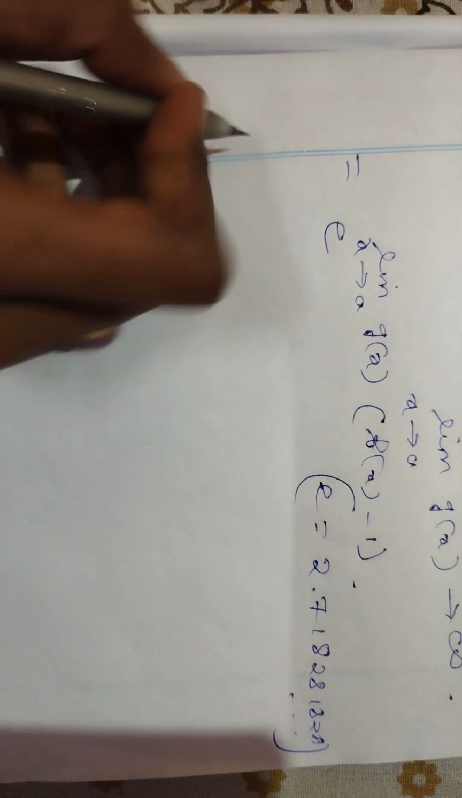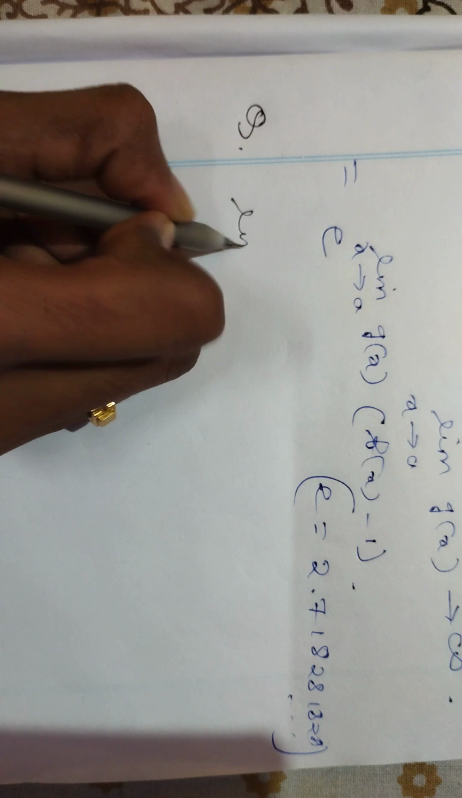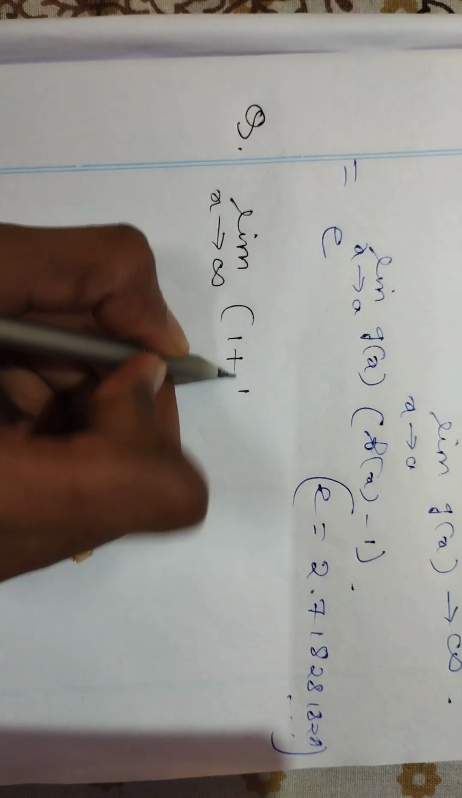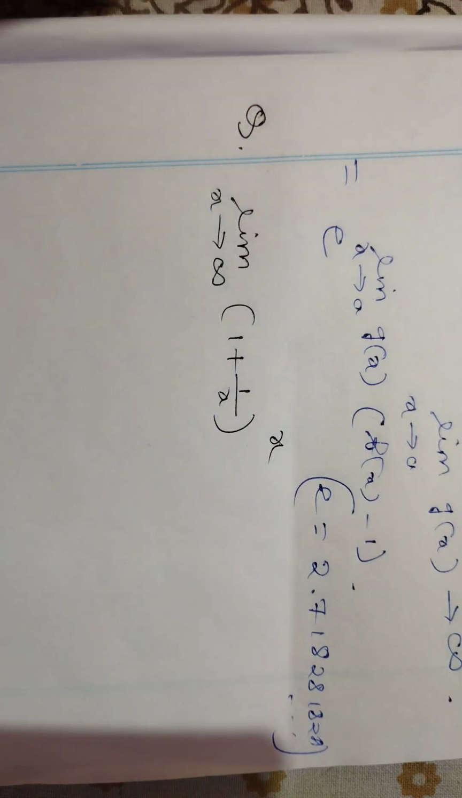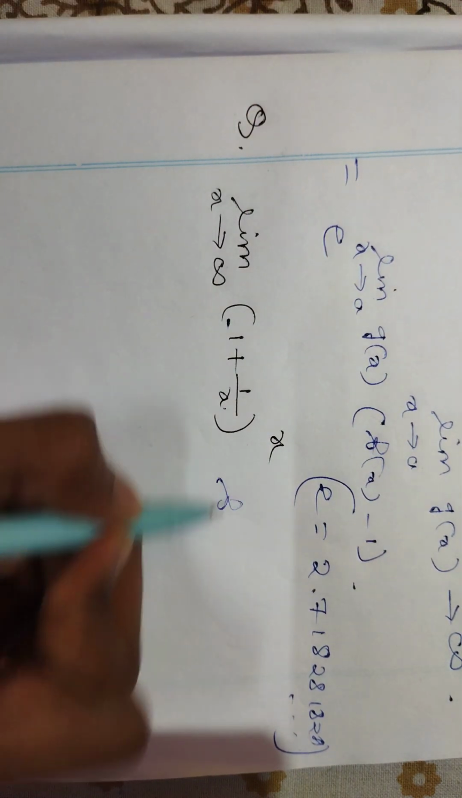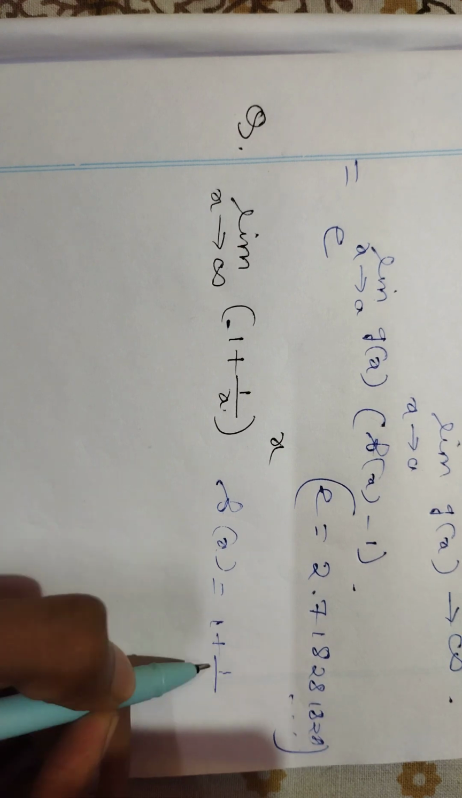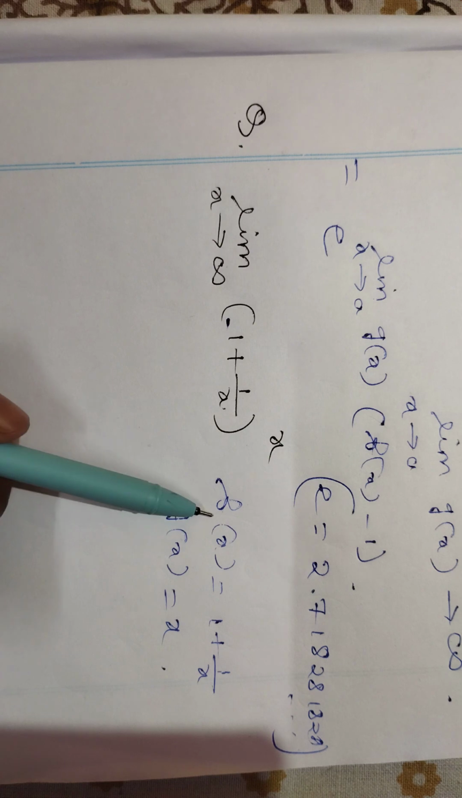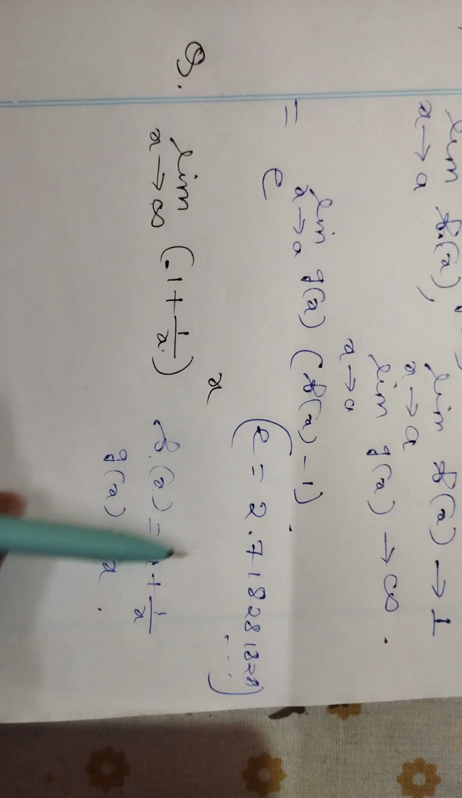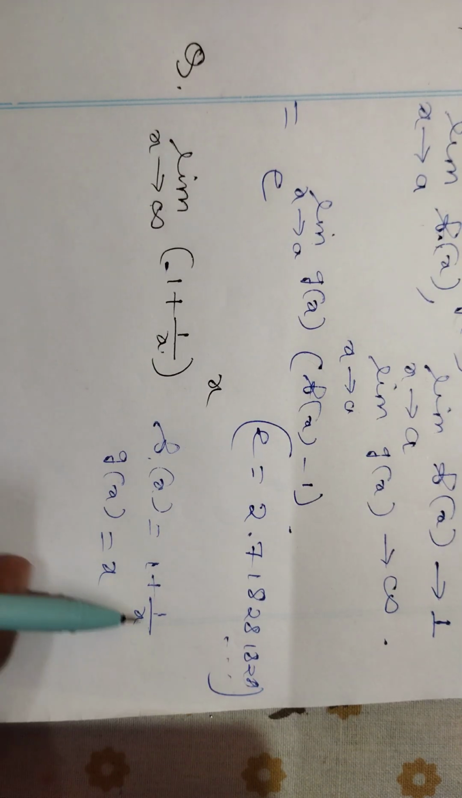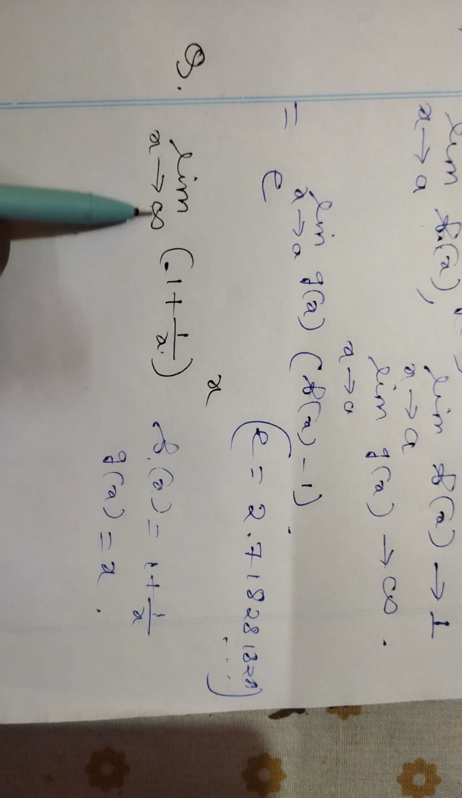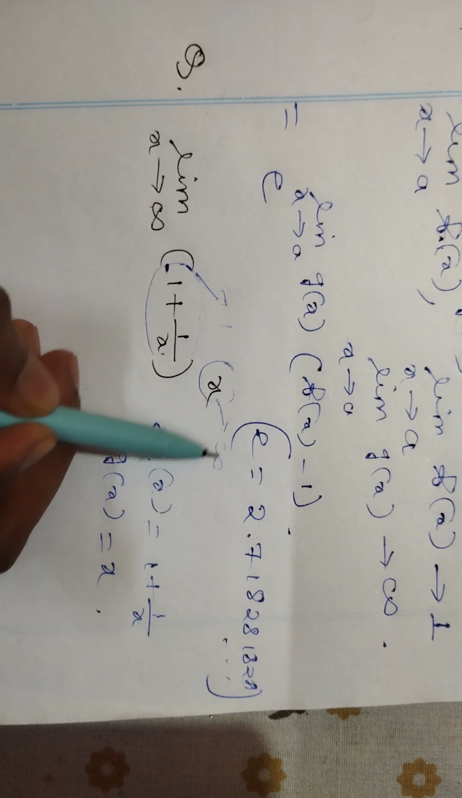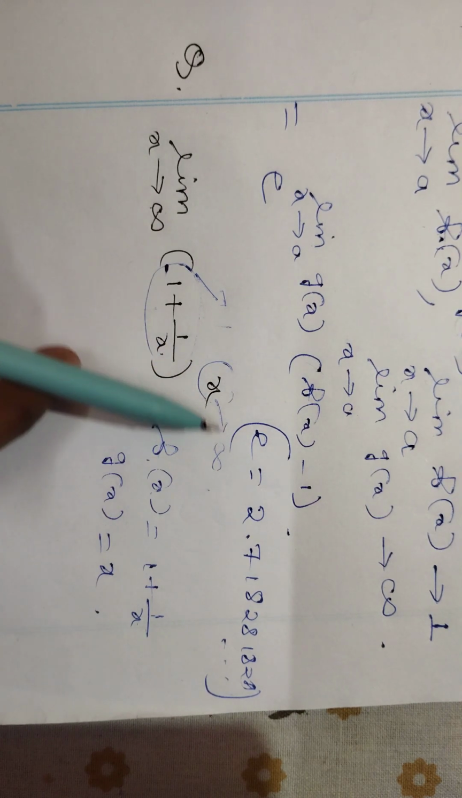So let us take an example: limit x tending to infinity of (1 plus 1 by x) power x. That means this function f of x is 1 plus 1 by x and g of x is this x. So what is f of x when x tends to infinity? That is 1 plus 1 by infinity, and 1 by infinity is 0, so f of x will tend to 1 and this term will tend to infinity. So that is in the format 1 raised to power infinity.